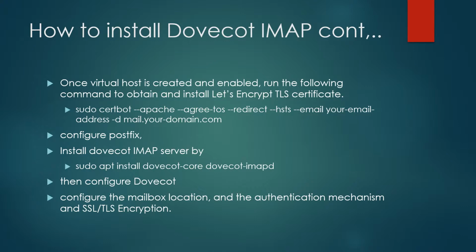Make sure you configure Postfix, then install the Dovecot IMAP server with sudo apt install dovecot-core, and then configure Dovecot. Configure the mailbox location, an authentication mechanism, and SSL and TLS encryption. That's how to install Dovecot IMAP.